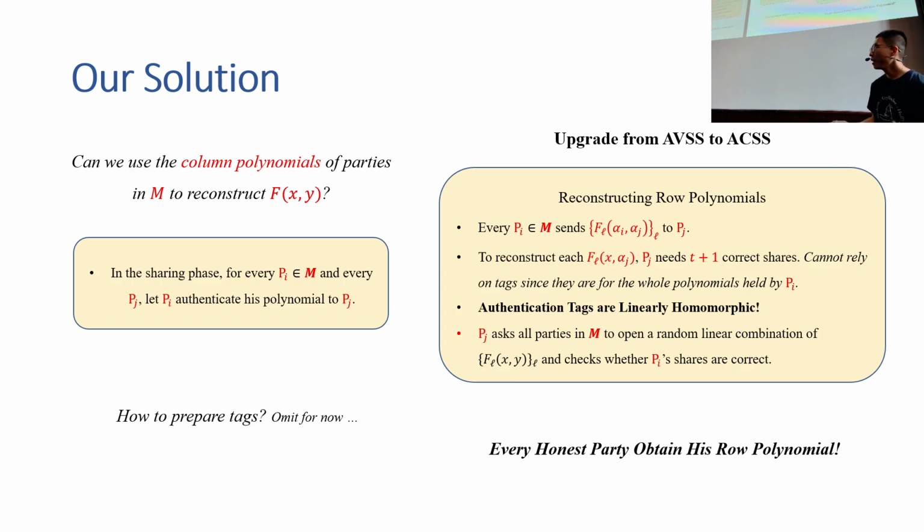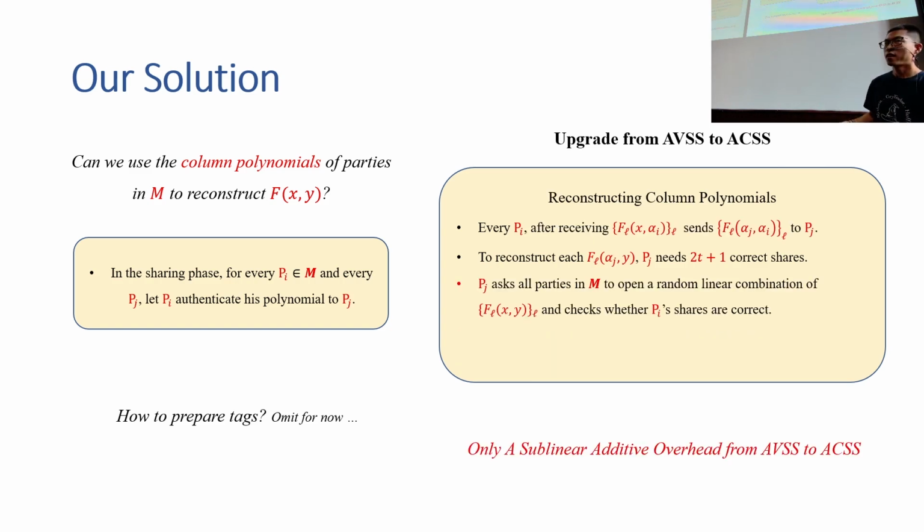And of course, due to privacy, each time we need to sacrifice one random barrier polynomial. So the guarantee is that now every honest party should eventually obtain their row polynomial. Now we move to reconstruct the column polynomial. We just do the same thing.